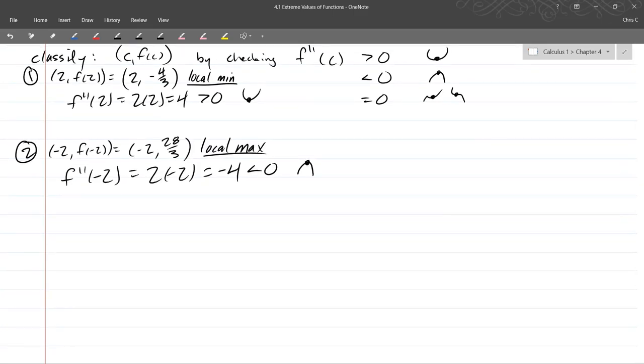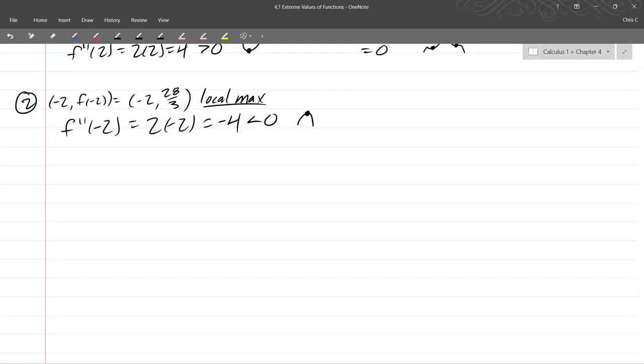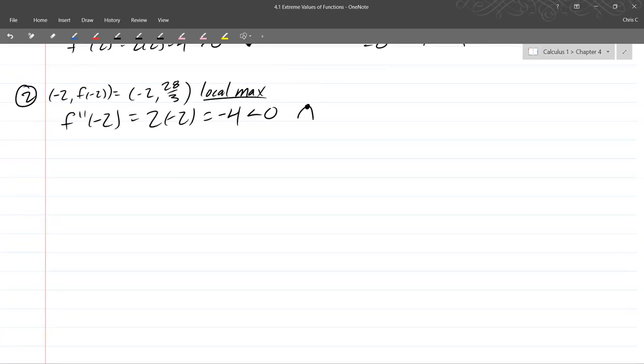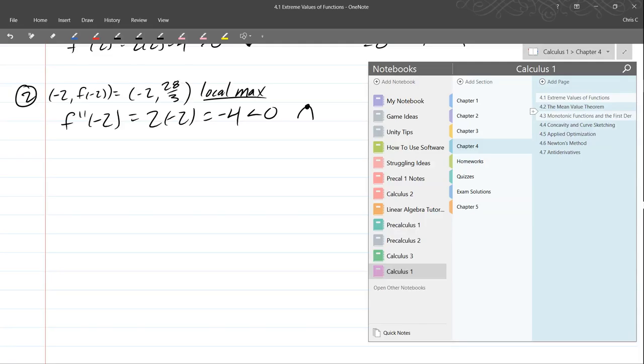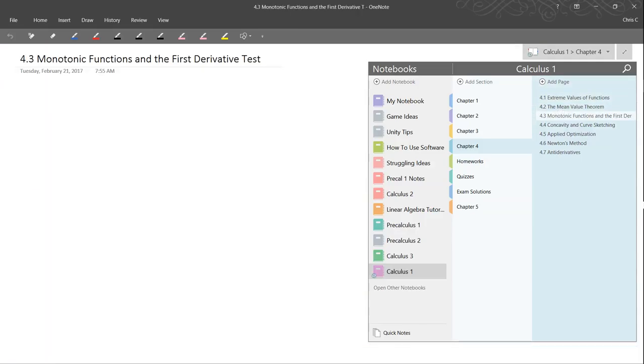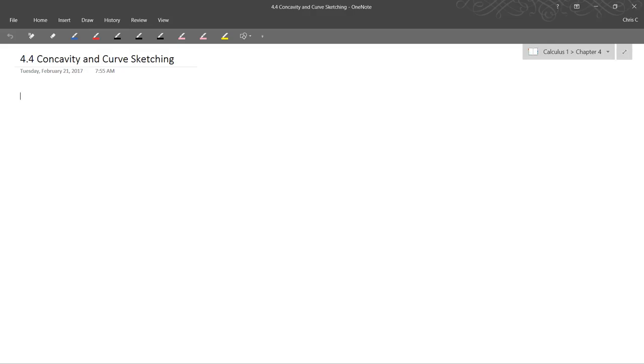So we're going to get into graphing now. So I'm going to write the procedure for graphing, and then we'll talk about how to get the parts we haven't seen already. So the procedure for graphing is going to start out pretty much exactly with the same steps that we just wrote down. So this is, we will jump into 4.4, concavity and curve sketching.